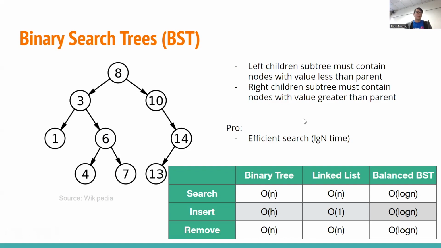So why do you guys think this is important? Why do they have to set it up that way? Why do they have that rule to have all the left subtree be less than the current node and all the right subtree be more than the current node? What's the significance?